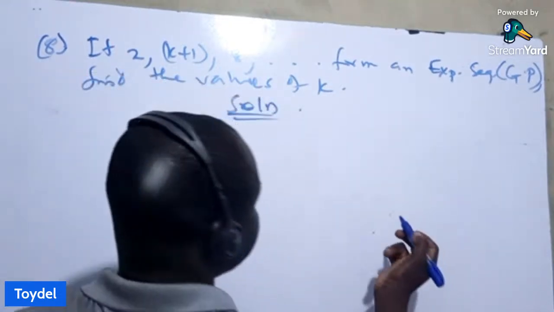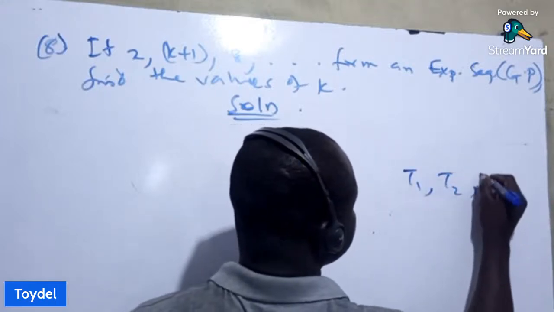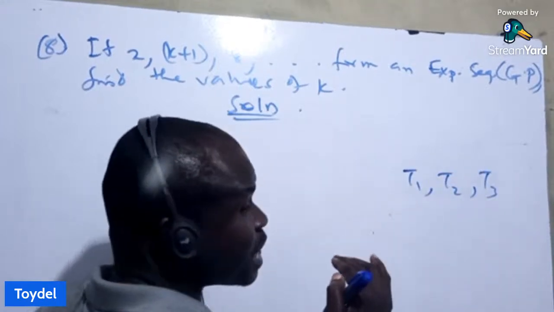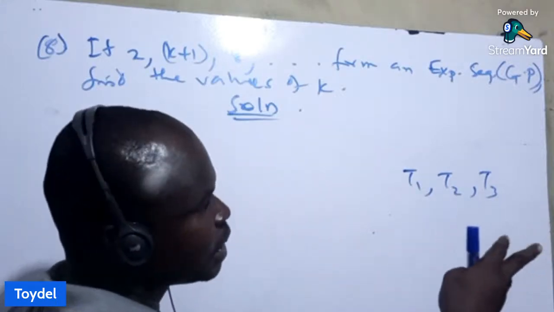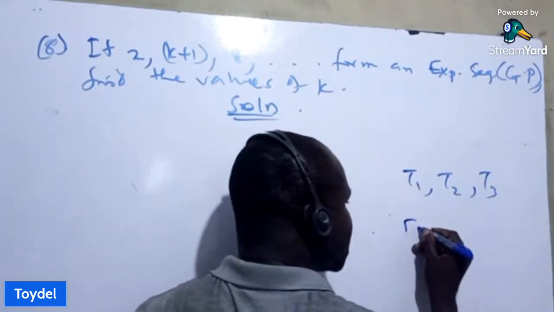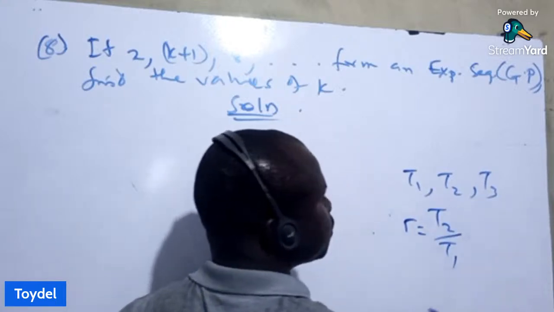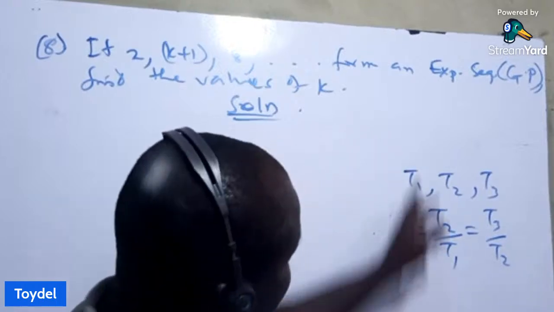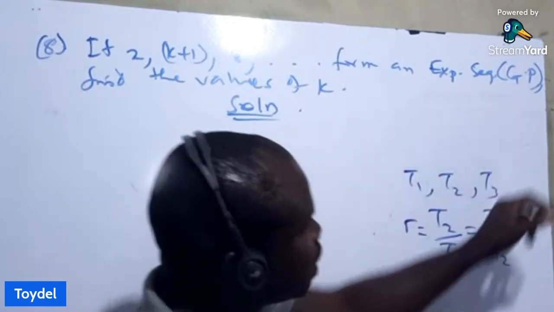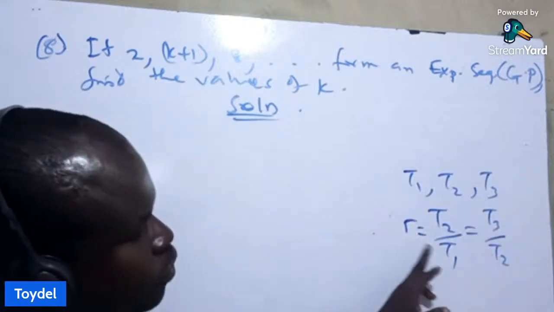In geometric progression, if this is the first term, this is the second term, this is the third term, because it's an exponential sequence, to get the next term, I multiply. Then I have what is called the common ratio, r. The common ratio will be second term divided by first term, or the same thing as third term divided by second term. To know the next term, you multiply. To know the common ratio, you divide.